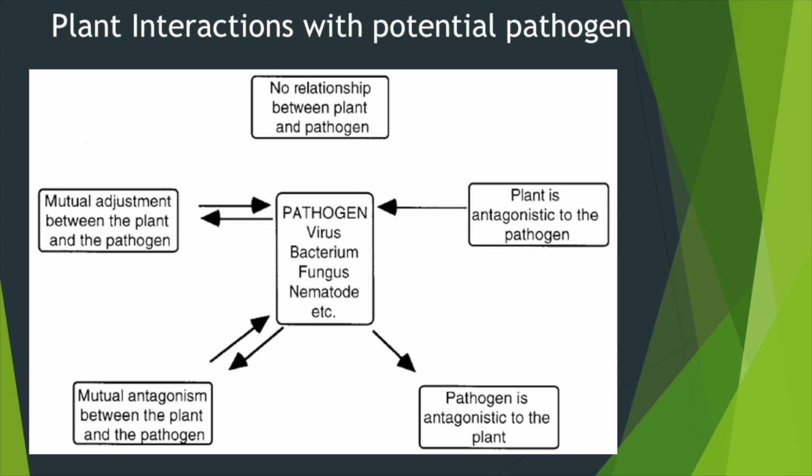This is called tolerance. The third one is resistance. Resistance means the plant will prevent the pathogen from entering its body, and it will destroy the pathogen, stopping it from moving or spreading inside its cells. So this is the third mechanism, the antagonistic mechanism of the plant and the pathogen. These are the different ways in which the pathogen and the plant can interact.